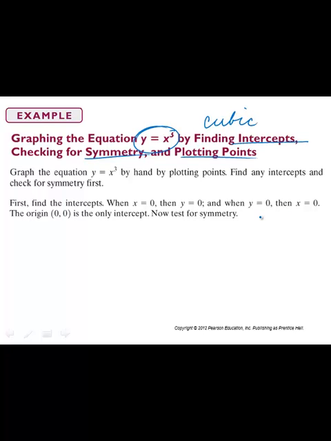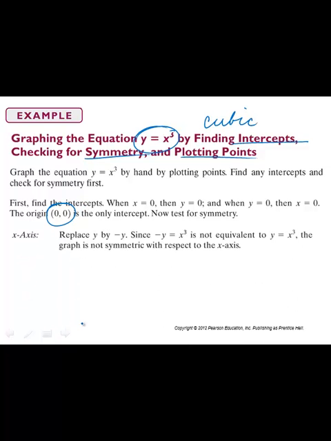So you have one and only one intercept, and that's at the origin. Okay? Now let's test for symmetry. First, is this graph symmetric with respect to the x-axis? Well, replace y by negative y. And when you do that, you get negative y equals x cubed, which is not the same as the original equation, y equals x cubed. So we see that there's no symmetry with respect to the x-axis.